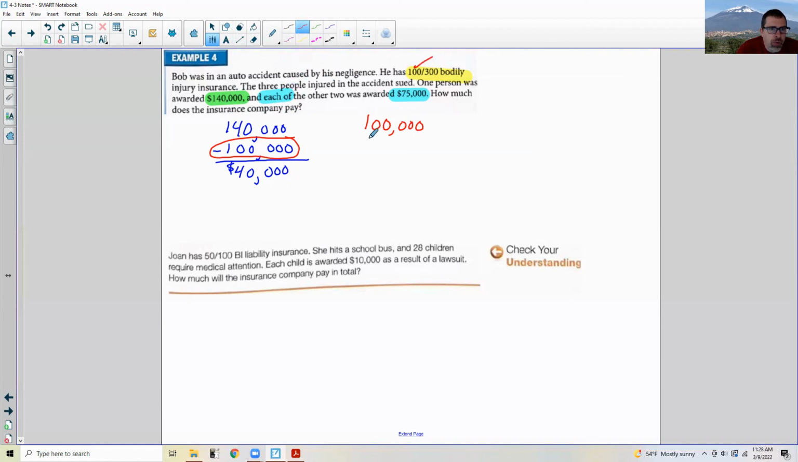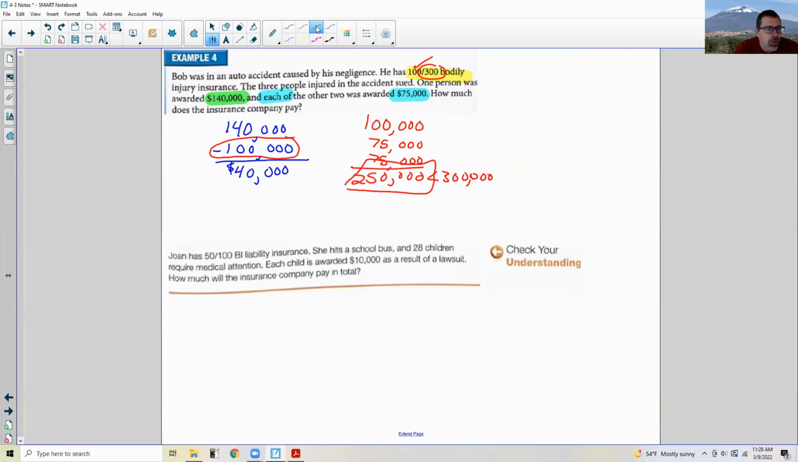And the other 2 were awarded $75,000, which is less than the 100 each. So the insurance company will pay those. So when I add all those up, I get $250,000. So this is the maximum allowable per accident, and $250,000 is less than $300,000. So the insurance company will pay this amount. Okay, hopefully that makes sense.